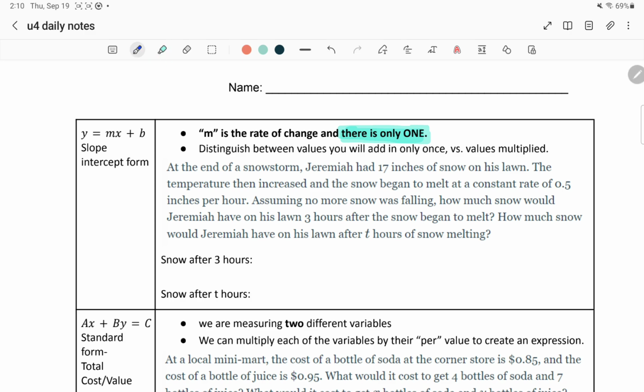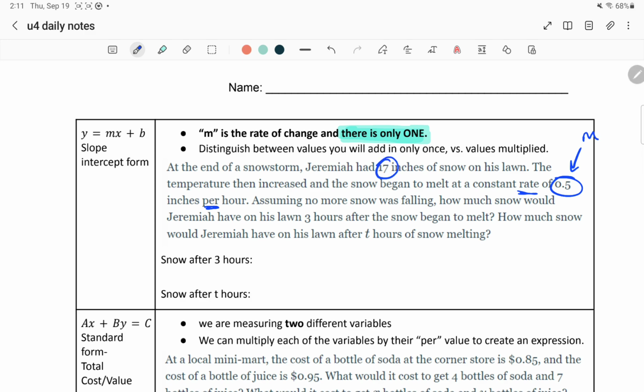So, reading through this example problem, at the end of the snowstorm, Jeremiah had 17 inches of snow on his lawn. The temperature then increased and the snow began to melt at a rate of 0.5 inches per hour. So between those two words, I'm thinking that is my M. That's going to be my slope. Okay. Assuming no more snow is falling, how much snow would Jeremiah have on his lawn 3 hours after the snow began to melt? How much snow would he have on his lawn after T hours? So that was taken directly off of Delta Math.